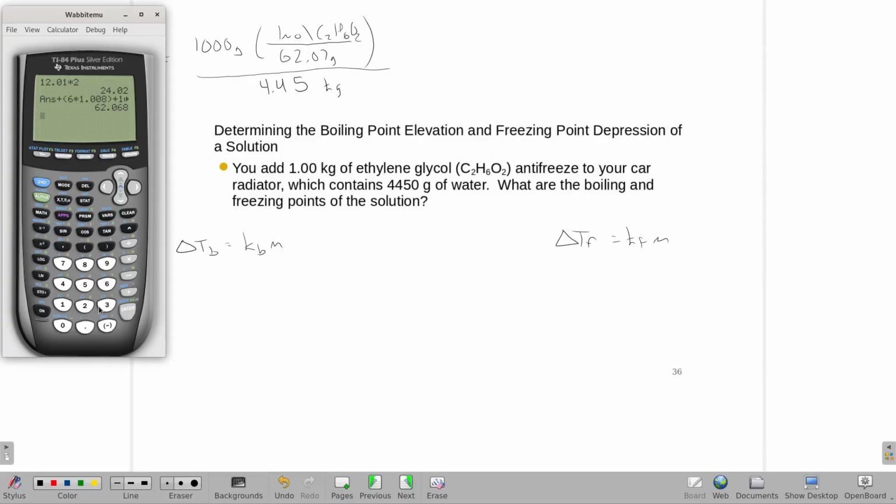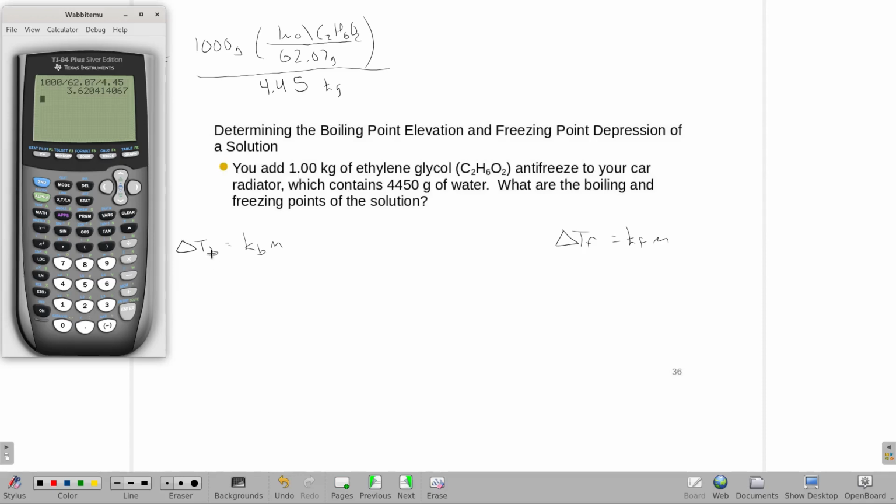Alright, now I am going to put this into my calculator. I'm not going to write down my number because I'm going to let the calculator do all the work later on anyway. So 1,000 divided by 62.07 and then divided by 4.45. That value there is my molality, 3.62.